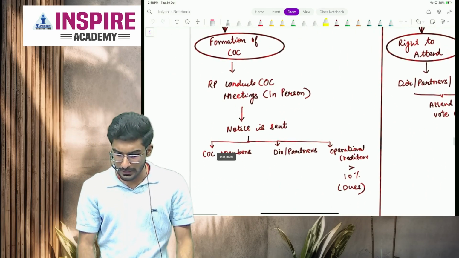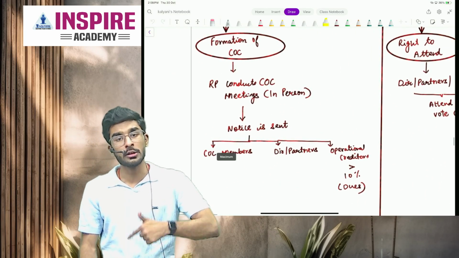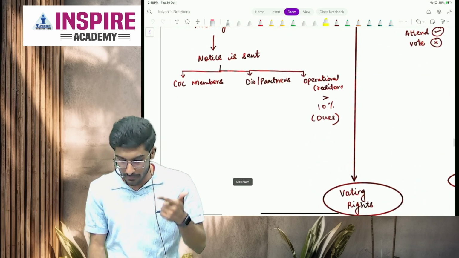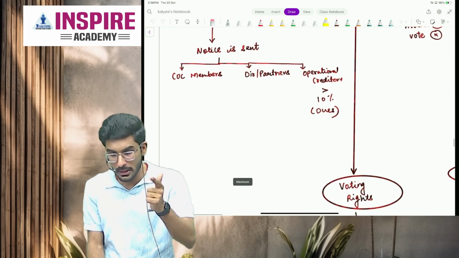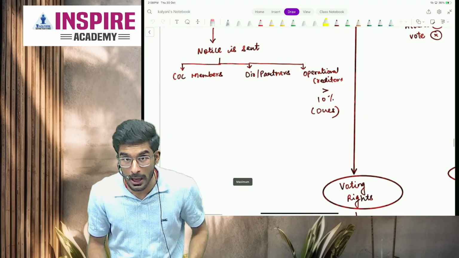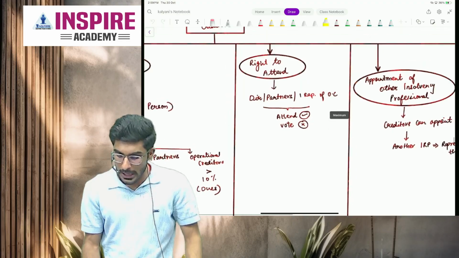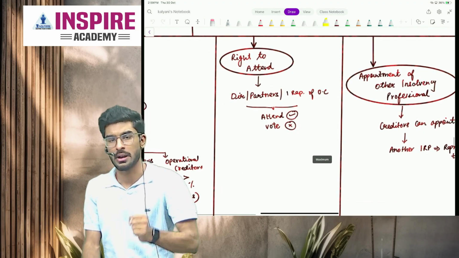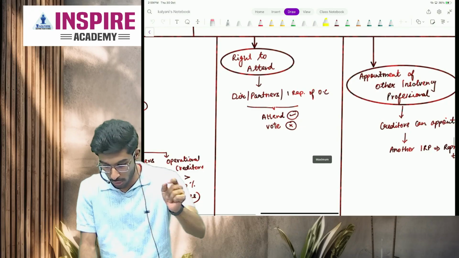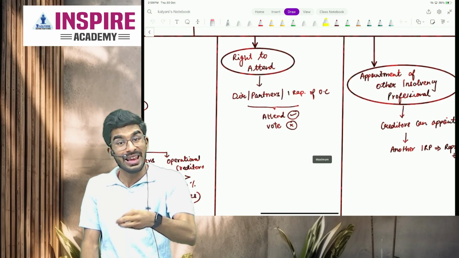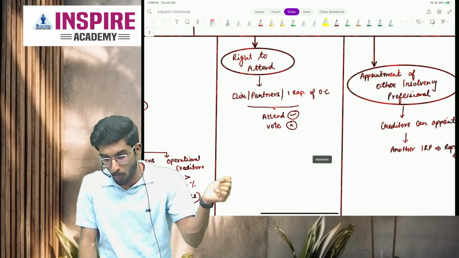So the RP can conduct COC meetings either in person or through video conferencing. Notice is sent to all the COC members, all the directors and partners, and all the operational creditors if dues are more than 10%. Okay. Then people understood who has the right to attend. Obviously, those to whom the notice is given have the right to attend. But can they vote, people? No. Directors, partners, and representatives of OCs can attend the meeting, but they cannot vote in the meeting.